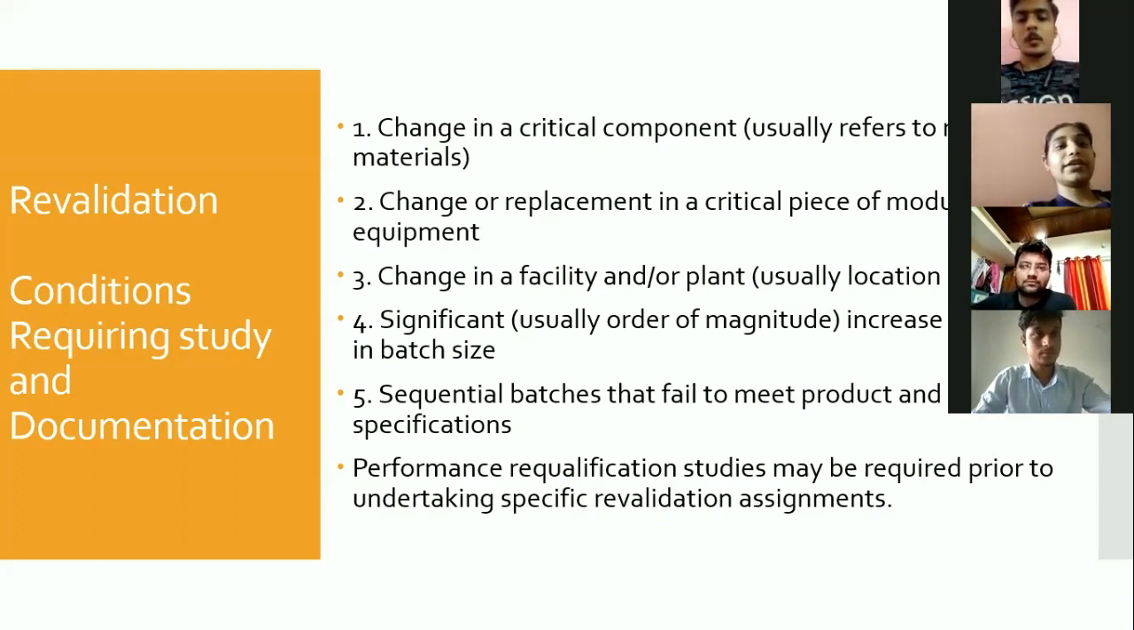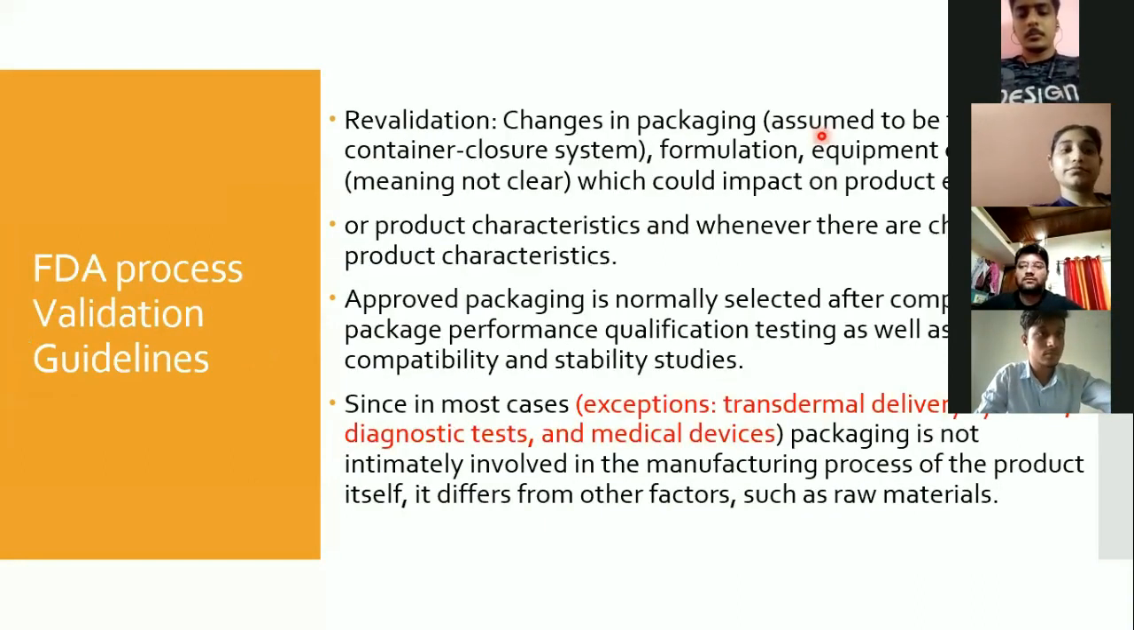Significant increase or decrease in batch size. Right. So earlier I was saying a batch size of 100 and later suddenly it became 1 lakh. So if there is a sudden change in batch size, that time revalidation again. Sequential batches that fail to meet product and process specifications. Right. So when we are taking 10 batches sequentially and we are getting a different result, that time again we'll go for the revalidation. So this is what the revalidation is.